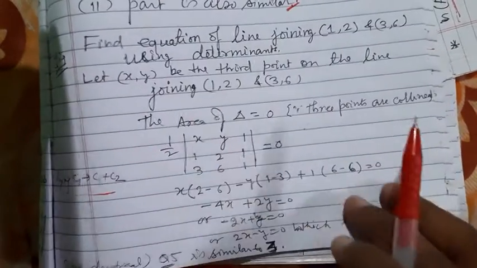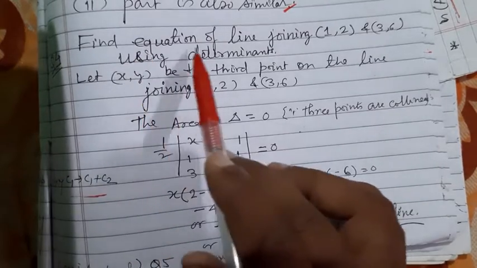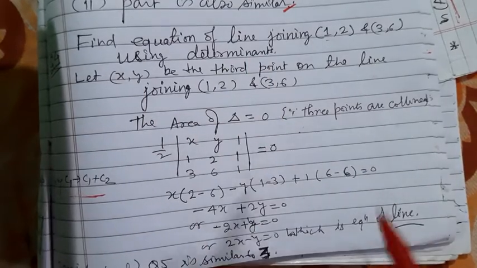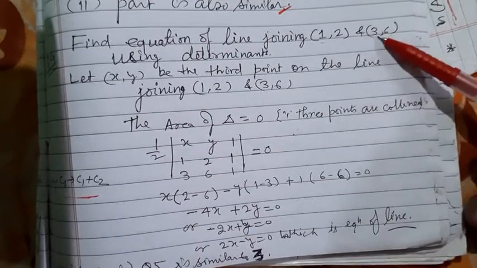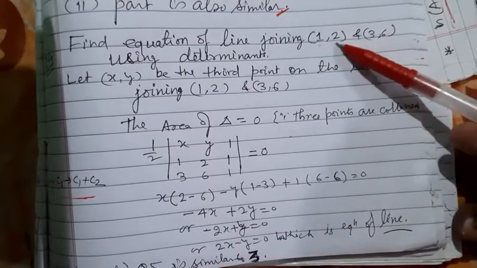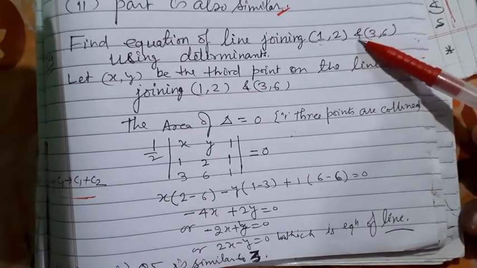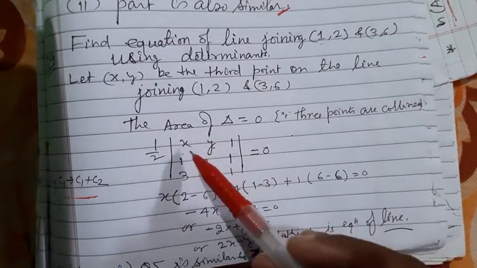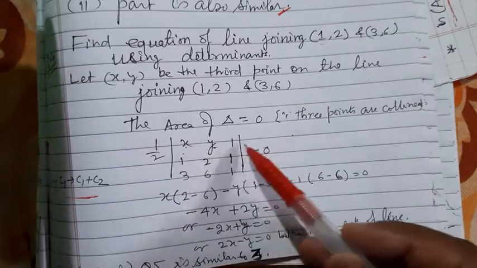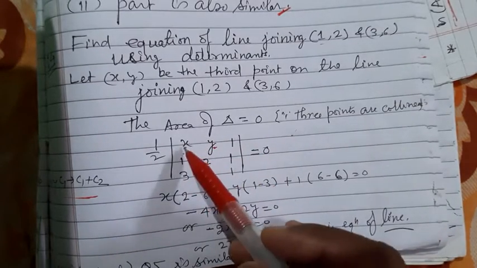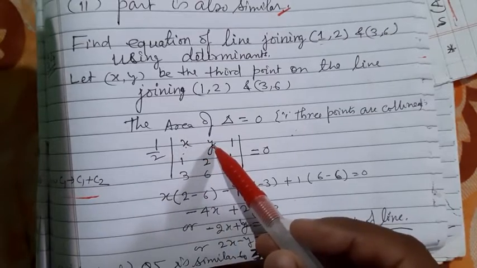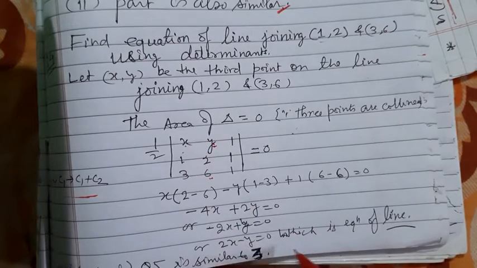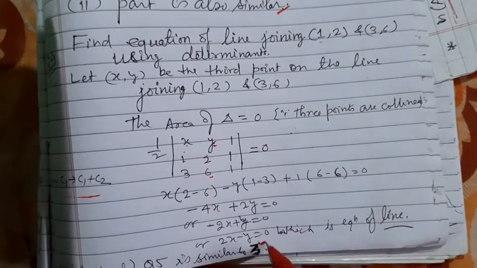Question number 4. In question number 4, find the equation of the line joining (1, 2) and (3, 6) using the determinants method. In this case, two coordinates are given, and you have to find the equation of the line. Again you can apply this formula by taking x1 y1 as x y, and put the values, where x y is the variable, and x1 y1 and x2 y2. Simplify, and you get the equation of the line.